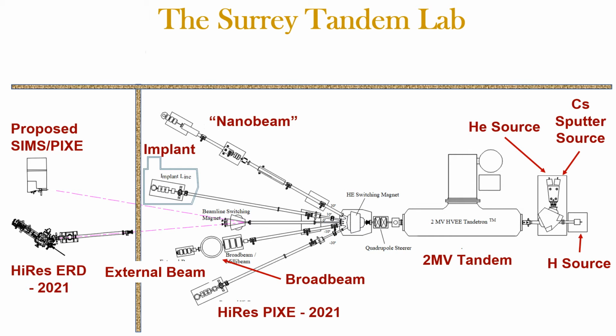We also have 2 new beam lines being built, which should be available at the end of 2021. These are a high-resolution PIXE facility and a high-resolution elastic recoil detection system. We also have plans for an additional PIXE/SIMS system in the near future.